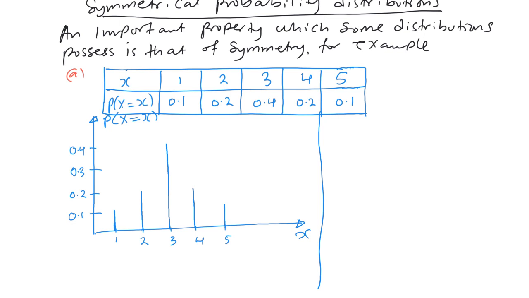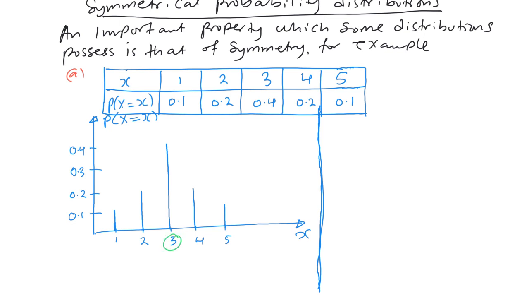But when you check clearly here, you discover that 3 has the highest probability, and the values on either side of 3 have the same probabilities. The corresponding values, 2 corresponds to 4, and both have a probability of 0.2. 1 corresponds to 5, and they both have a probability of 0.1, because 3 divides these values into 2 equal parts. So we say that the distribution is symmetric about this value 3 here.